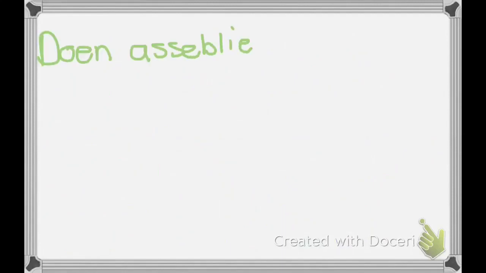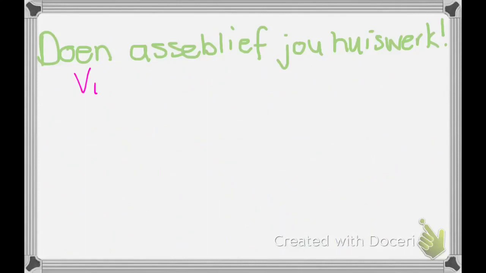Doen asseblief jou huiswerk. Okay, again it's a command because it's got an exclamation mark. So please do your homework. Alright, changing it. We're going to move doen to verb 2 position, and we're going to make moet asseblief nie the start of the sentence.